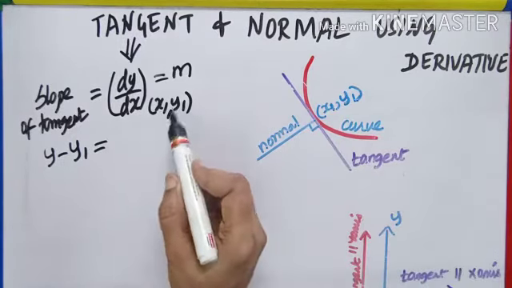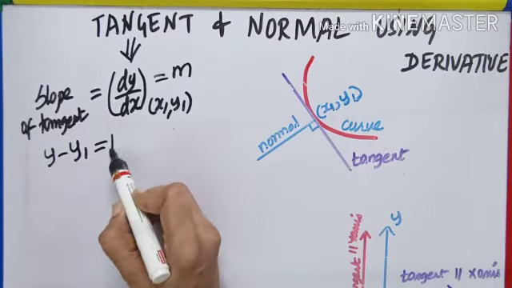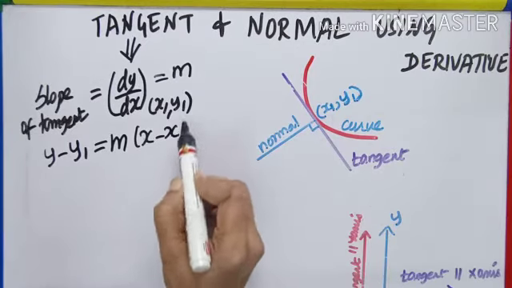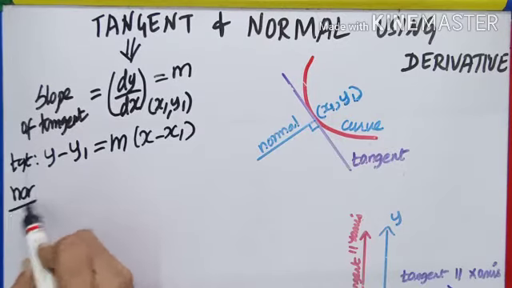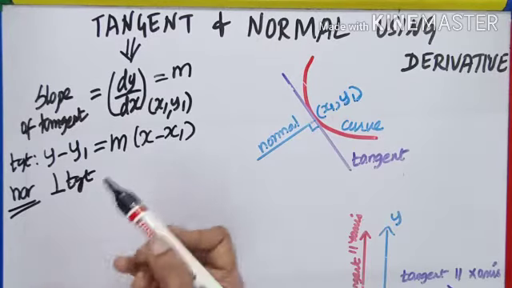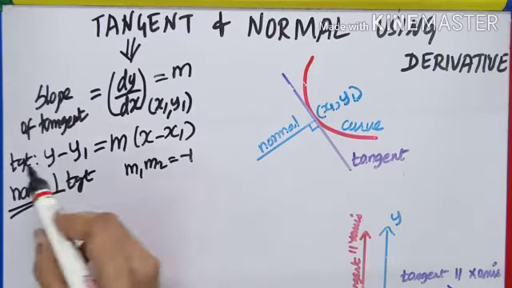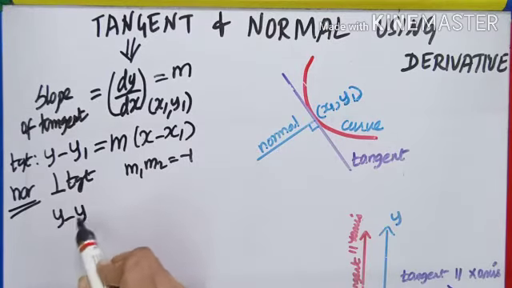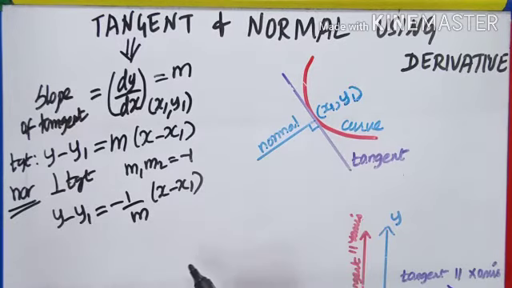We know the point x1, y1 and we know the slope m. So what is the formula? y minus y1 equals m into x minus x1. This is the tangent. If I want the normal, it is perpendicular to the tangent. Use the idea m1 m2 equals minus 1, or else in the same formula I can substitute y minus y1 equals minus 1 by m into x minus x1. Since the normal is perpendicular to the tangent, the slope will be the minus reciprocal.